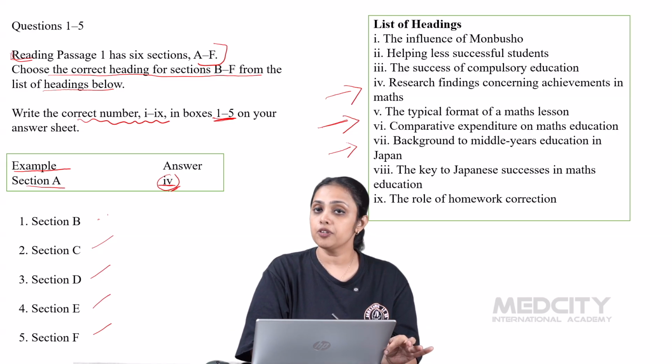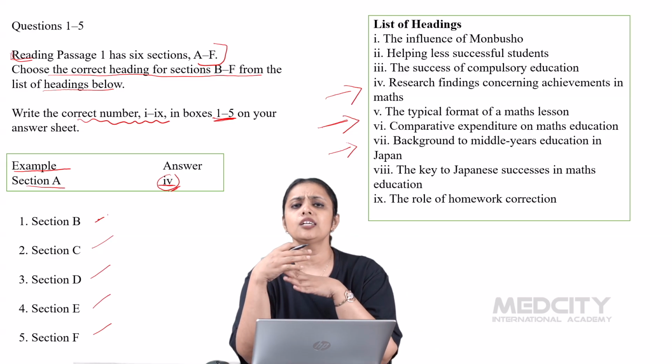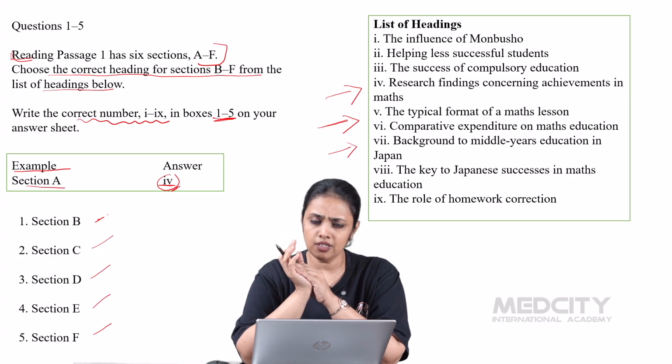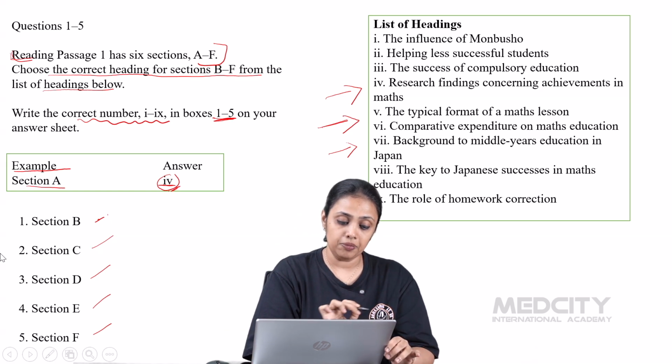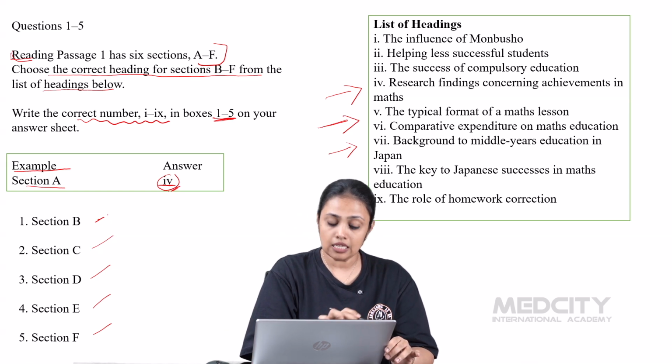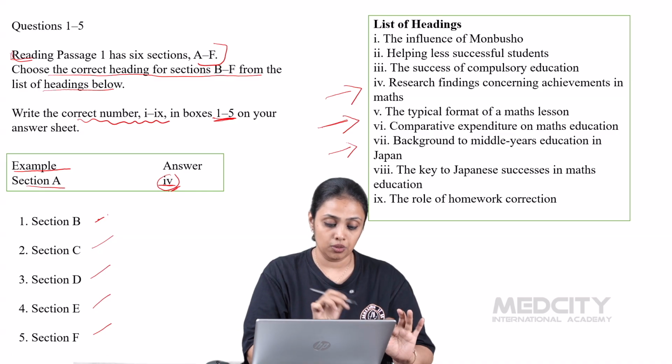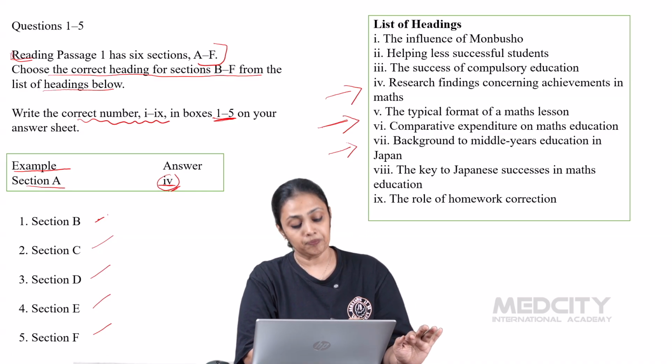Now you'll have to start from section B. Section A is already given as an example. It's not necessary that an example would always be given. Most of the time an example would be given. In that case, you can completely skip that section. You don't have to consider or read that section again. You can start directly with section B.